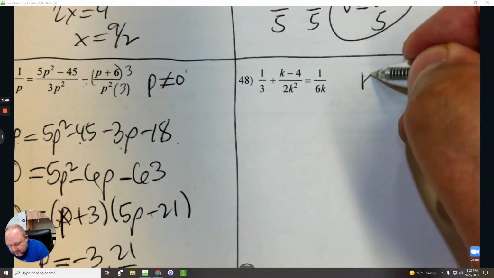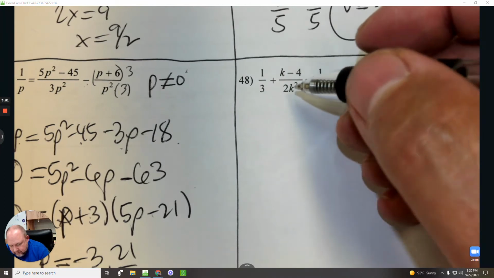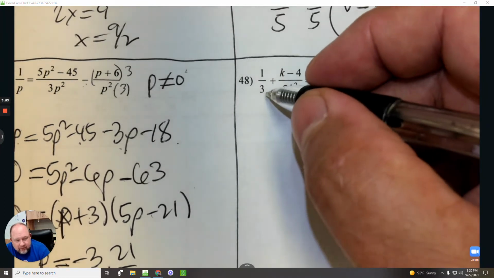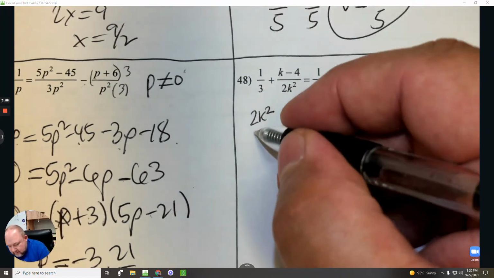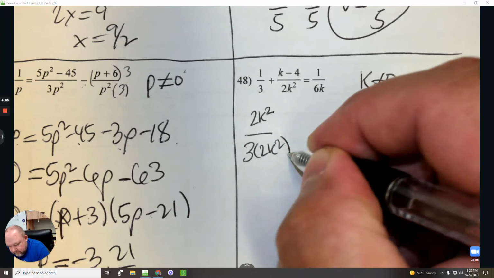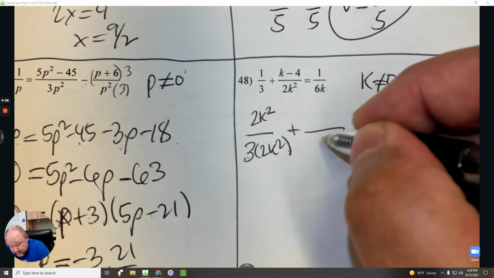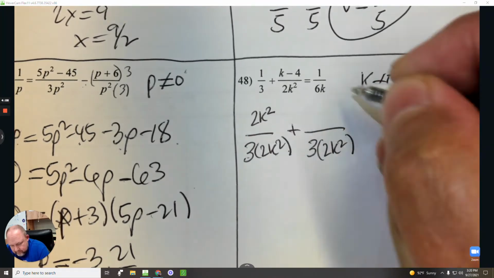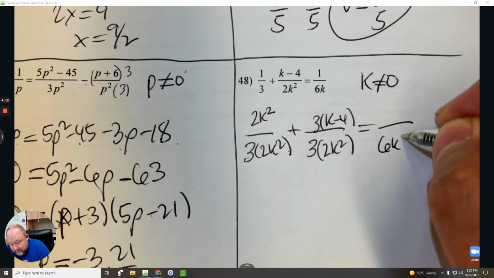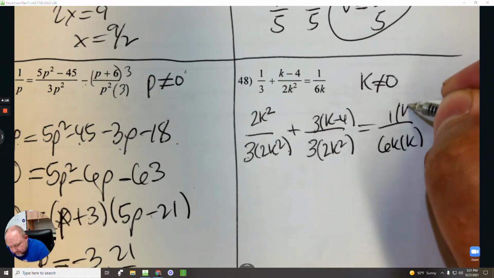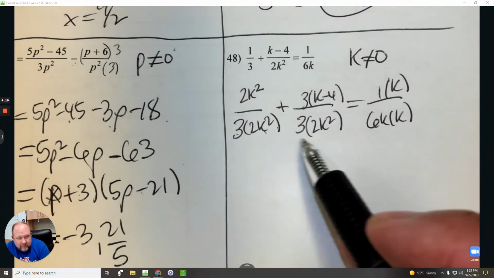48. Again, monomials. K cannot equal 0. Make common denominators. So I need to multiply this by 2k squared. That makes 6k squared. I need to multiply the next one by 3. And then the last one I need to multiply by k only. That way every denominator is 6k squared.